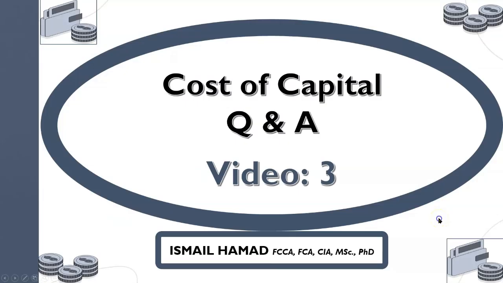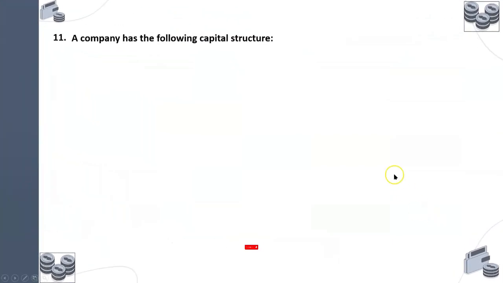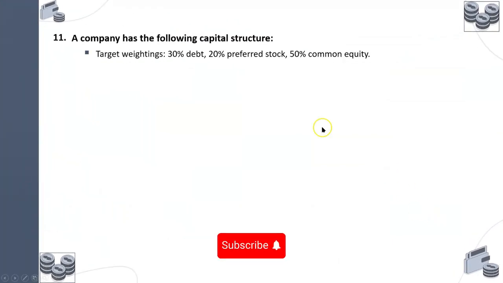As I said, we will start with question number 11. A company has the following capital structure: 30% debt, 20% preferred stock, and 50% common equity. So these are the weights that I'm going to use to calculate the weighted average cost of capital. And all I need is the cost of each component of this financing.